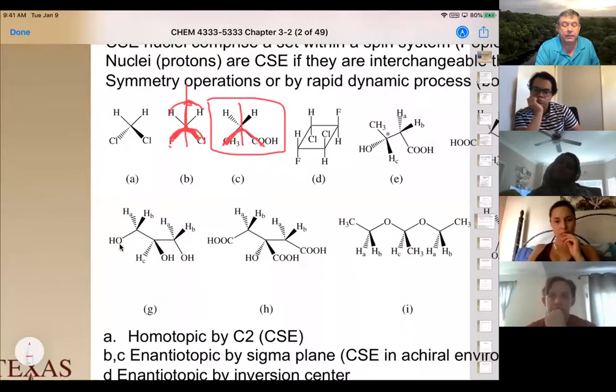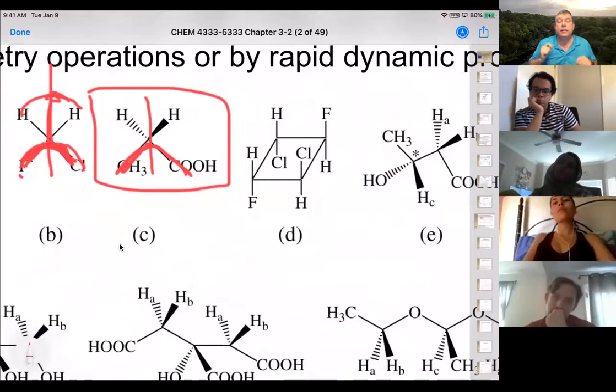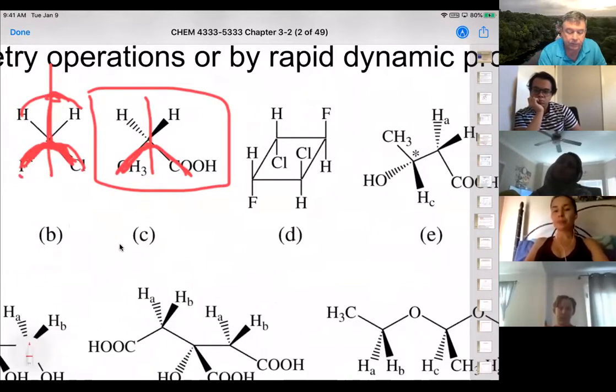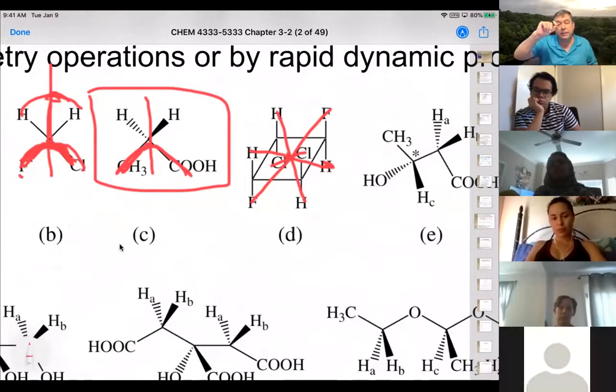So, and this one's probably the hardest one to grasp here, is that this has what we call an inversion center. If we took a point in the center of this molecule, in the middle of this ring, these hydrogens will invert to each other. These chlorines can invert to each other. Hydrogens can invert to each other. These fluorines can invert to each other. And all the four carbons can do the same thing. So they can all swap through that center of inversion.